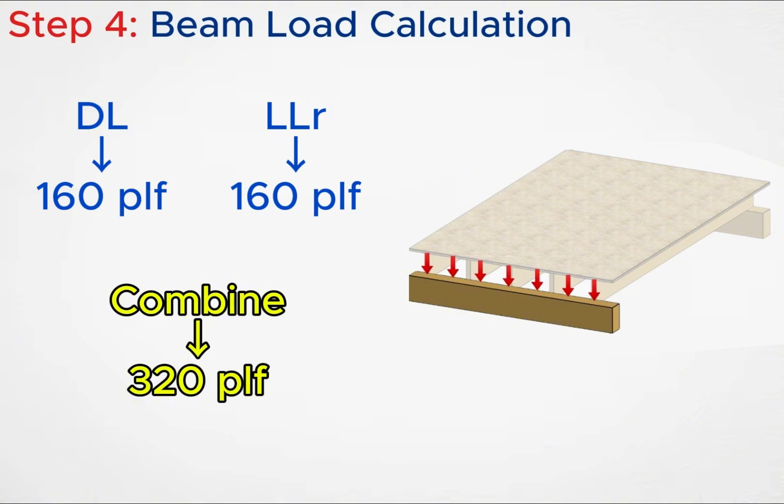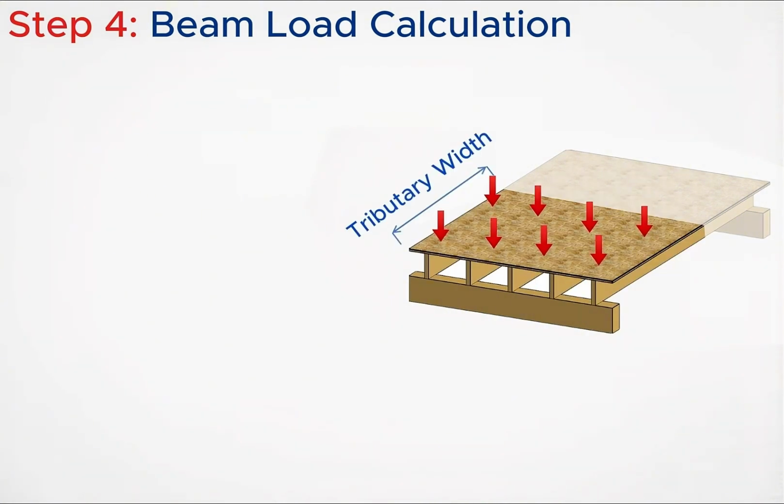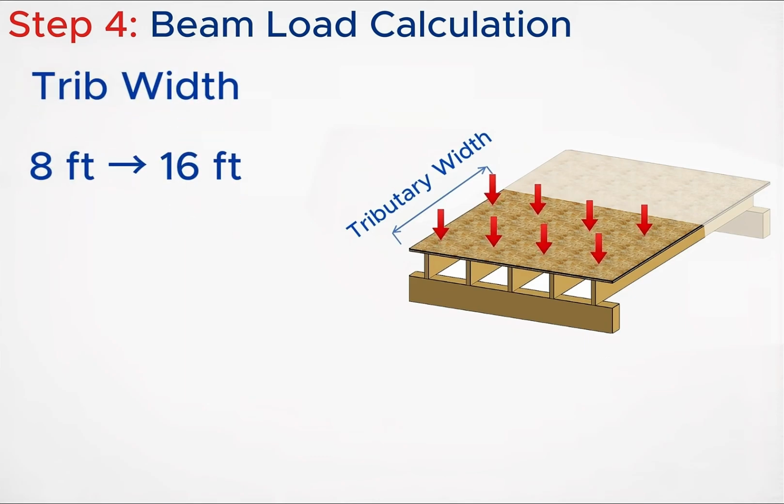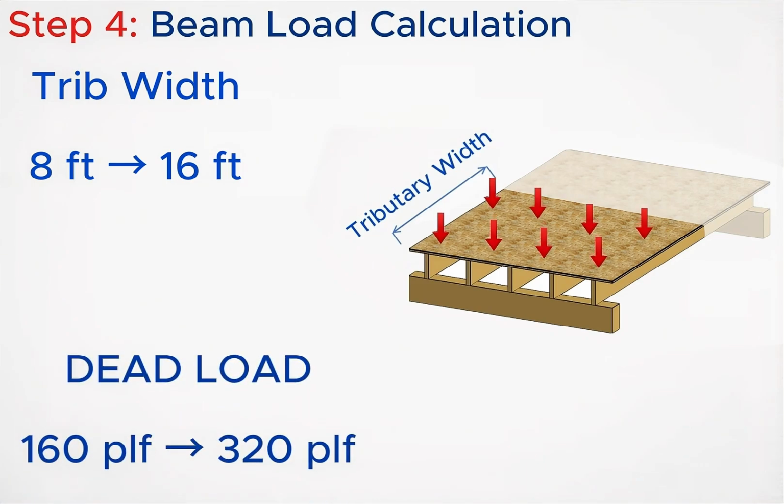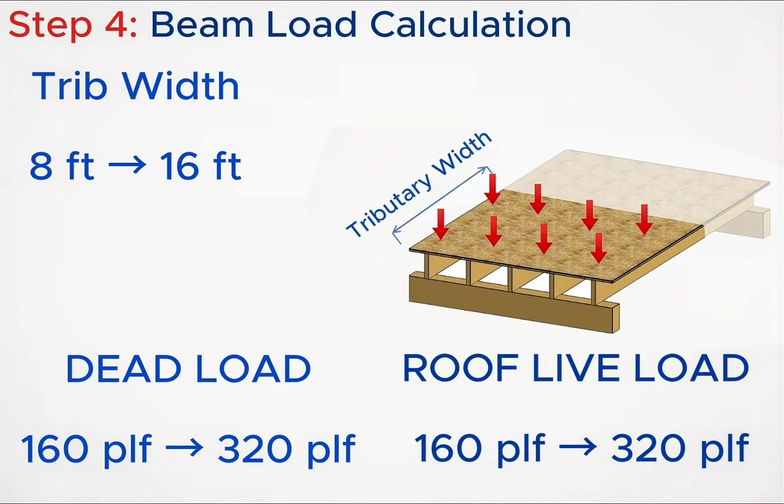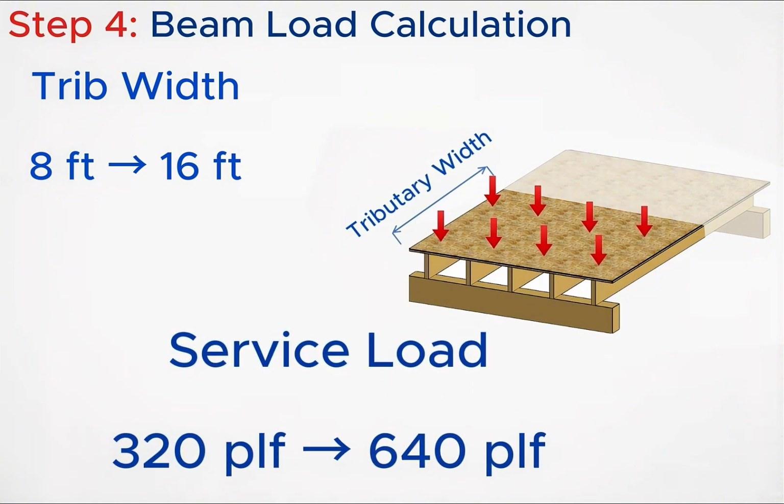Now let's change one thing. Suppose the tributary width doubles. Instead of 8 feet, it becomes 16 feet. The roof dead load is still 20 pounds per square foot. The roof live load is still 20 pounds per square foot. But now, dead load becomes 320 PLF. And roof live load also becomes 320 PLF. Together, the beam now carries 640 PLF.